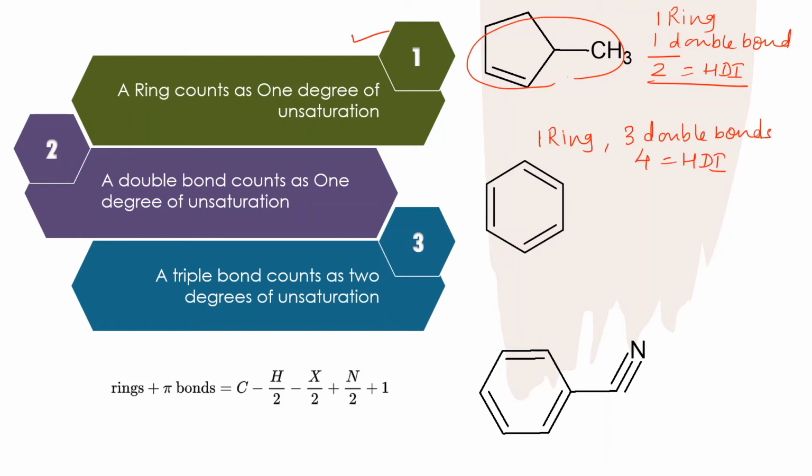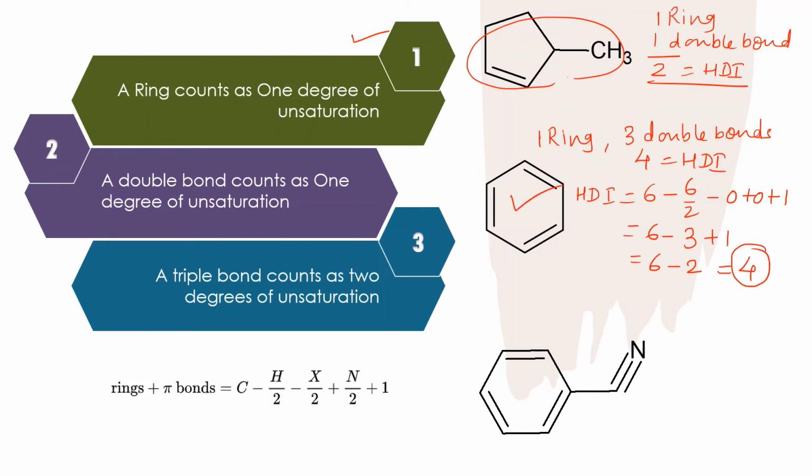If you want, we can just cross check. HDI is equal to number of carbons 6 minus 6 hydrogens divided by 2, there is no halogen, there is no nitrogen, and plus 1. So that becomes 6 minus 3 plus 1, so 6 minus 2, that becomes 4. So 4 is the HDI for benzene ring.